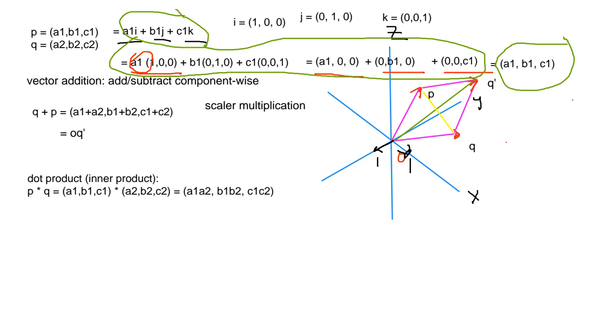So there are 2 kinds of multiplication involving vectors. The other one is called cross product. Cross product. So let's see, how do we calculate P cross Q? We want to calculate this. We use i, j, k all the time.